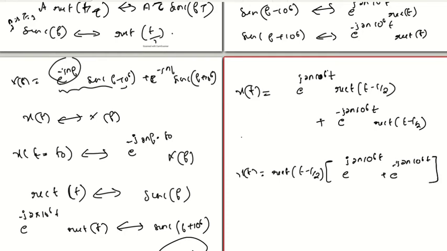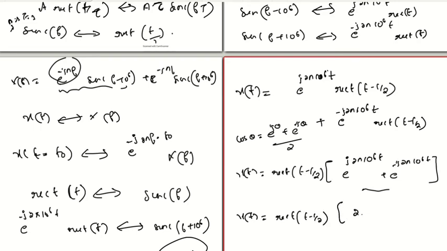Okay, this is cos theta equal to e raised to j theta plus e raised to minus j theta divided by 2. This is similar to that, so we will convert it into the cos theta terms. So it will be rectangle t minus 1 by 2 into 2 cos 2 pi 10 raised to 6 t. Okay, so we got until there.